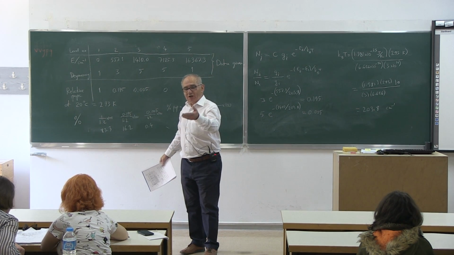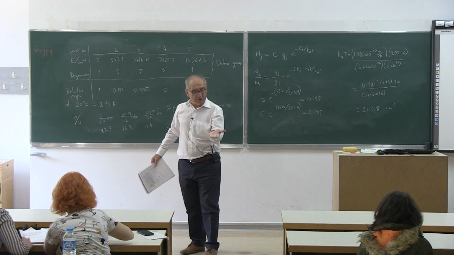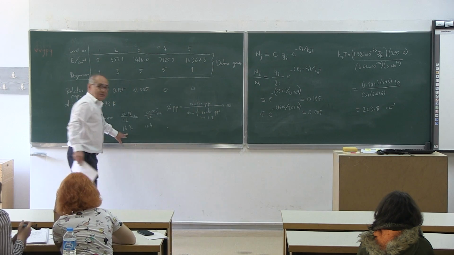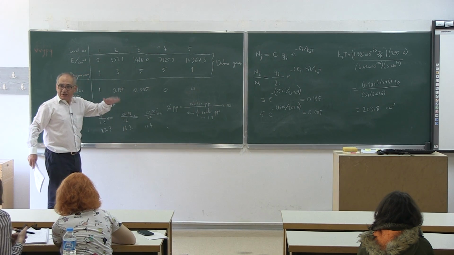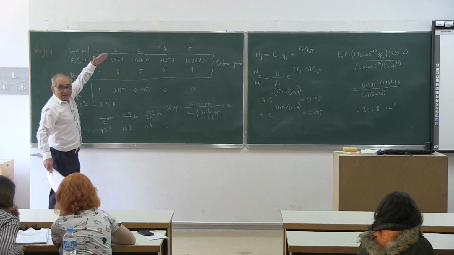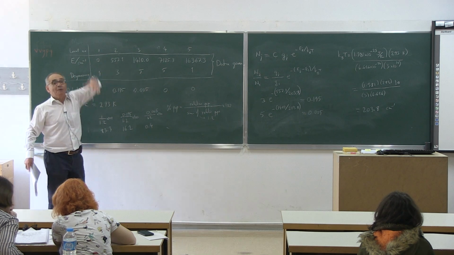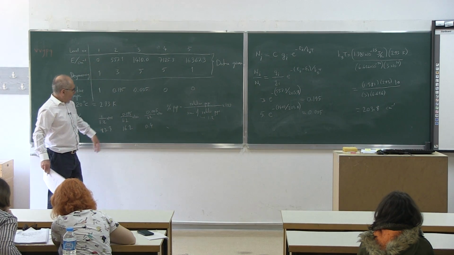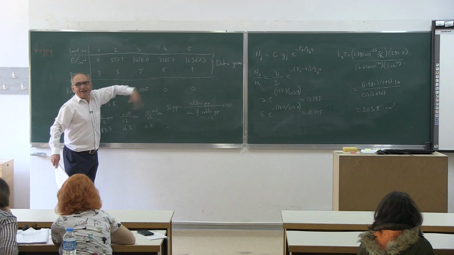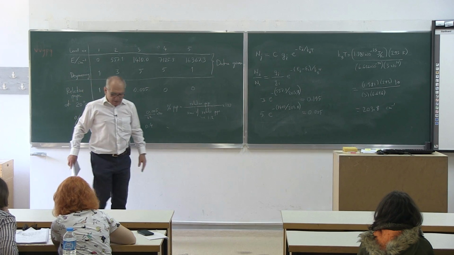So 83% of the molecules, or atoms, are in the lowest level, the ground level, at this temperature. 16.2% of the molecules in the sample are in an excited energy level, which is 557 wave numbers above the ground level, and very little in the next energy level, and none at all in the higher energy levels.